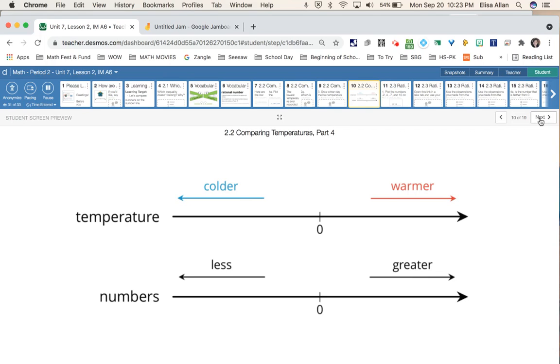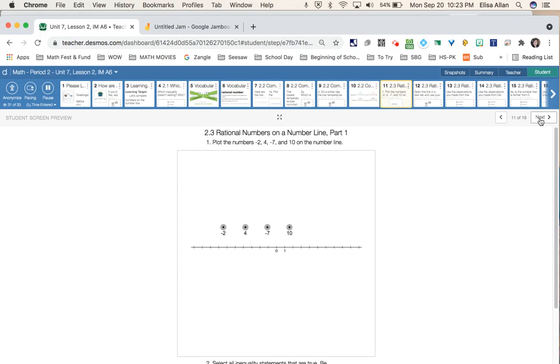Moving on to slide 11, we are now looking at activity 2.3. And now we're looking at some other rational numbers on the number line. And so we're going to start by plotting these numbers, negative 2, 4, negative 7, and 10 on the number line. So here, plotting these, I'll start with negative 2. I notice that I have a 0 here, and the first tick mark over right next to it is a 1, meaning I know that each of these are going by 1s.